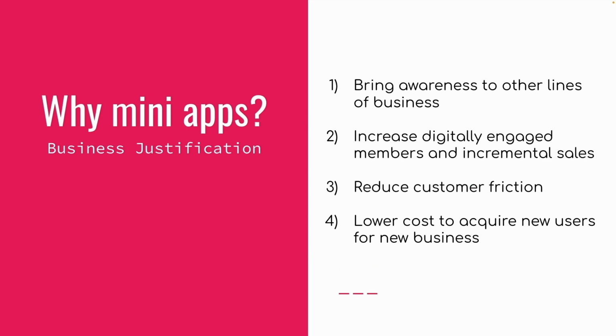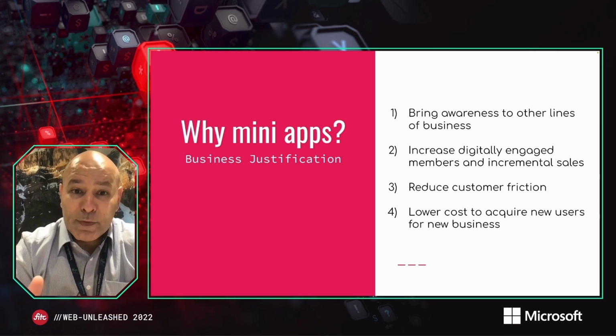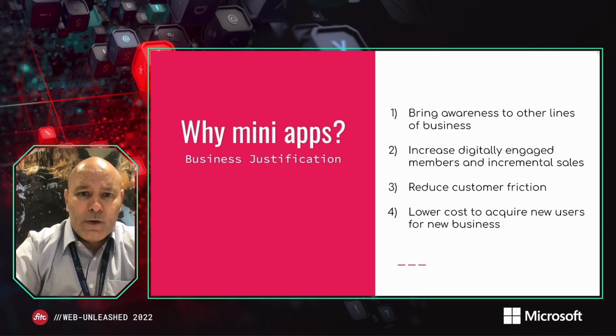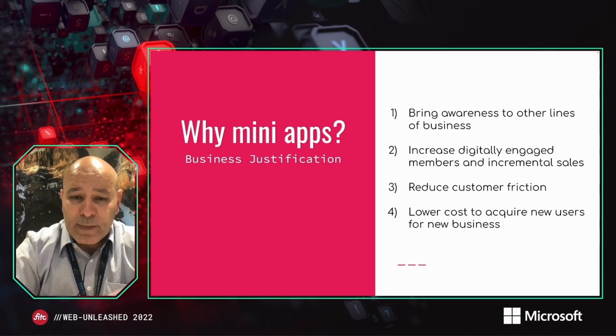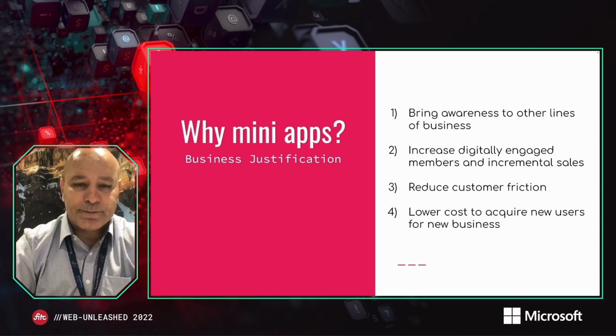But how do we justify doing this work? What are some of the cost savings and business benefits to doing this? One, bringing awareness to other lines of business and cross-sell. With any new digital business, the customer base might be relatively small or non-existent when compared to the Super app user base. The Super app is a great way to drive awareness of services and create additional pathways for users to transition to other lines of business.